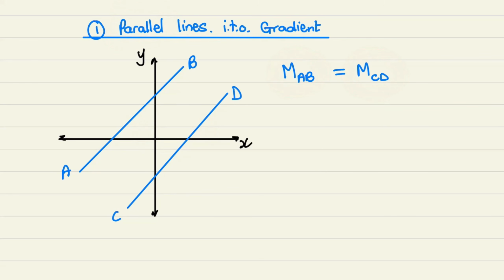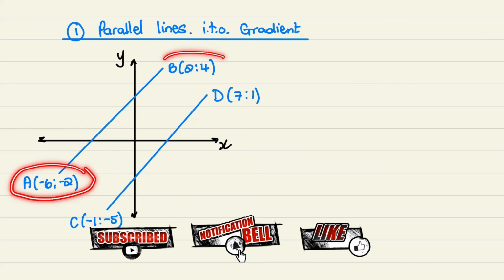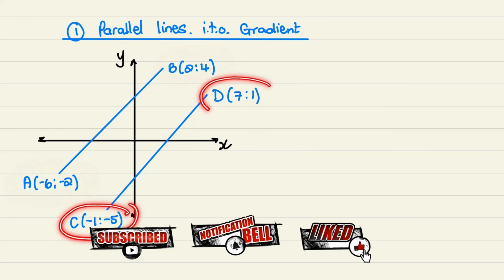So in this example, the gradient of line AB would be equal to the gradient of line CD. When they are equal, we can say that line AB is parallel to line CD. Let's look at an example. Here we have coordinates for A and B, and also coordinates for points C and D.